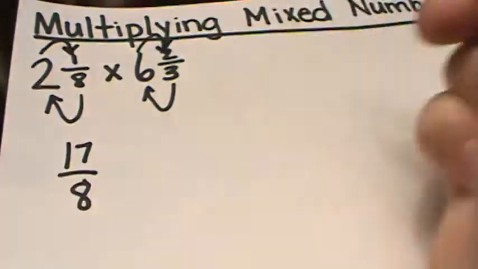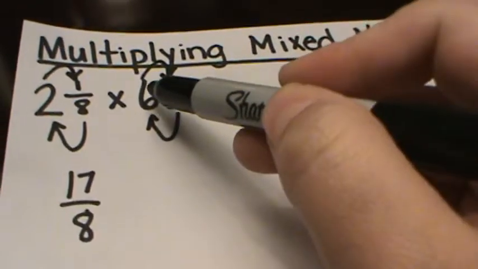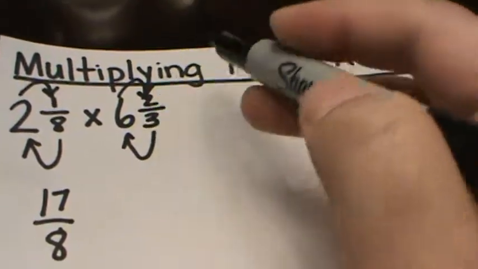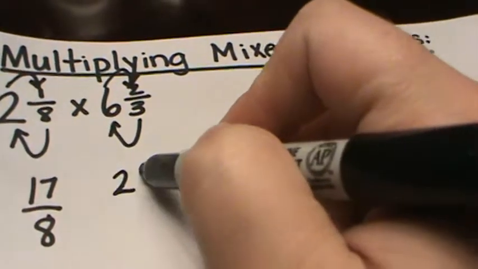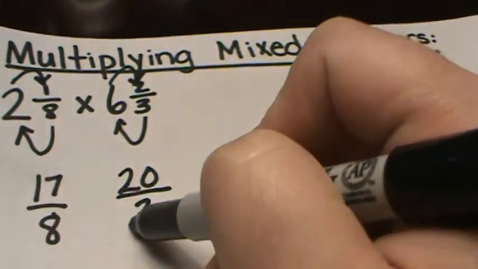2 1/8 would then become 17/8. 6 2/3 would become 20/3.